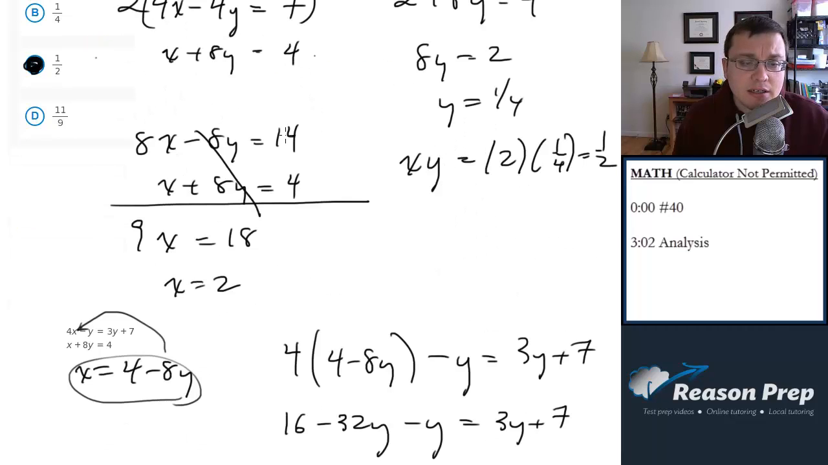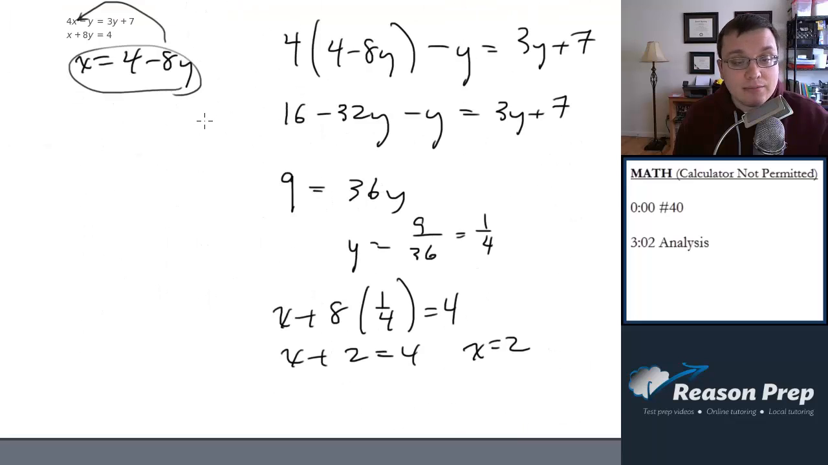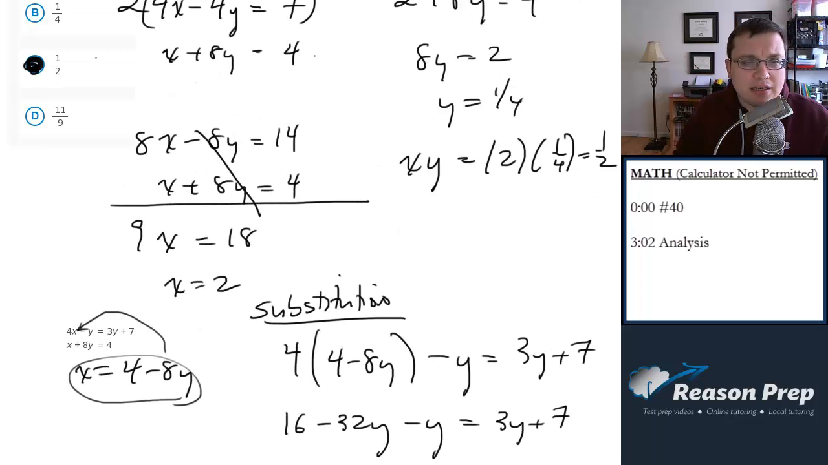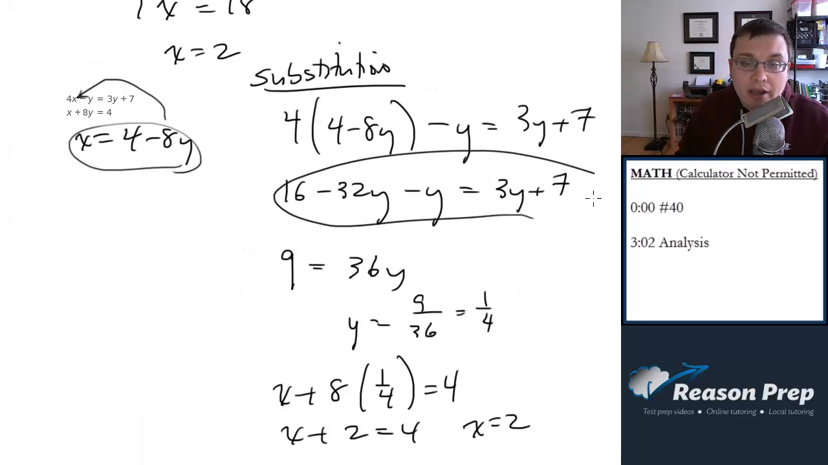Which method do I think is easier? There's no one method that's always easier. Sometimes elimination is easier. Sometimes substitution is easier. By the way, this was substitution. In this case, I probably find the elimination to be slightly easier just because you don't have this step right here, which is a bit annoying. Combining all these and then moving it all to one side.